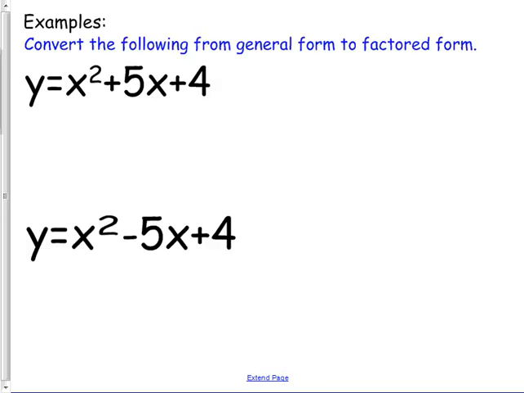This is just plain old factor it. It says it in a complicated way. Convert the following from general form to factored form. You're just factoring it. Go ahead, factor it out. And don't forget to say y equals.